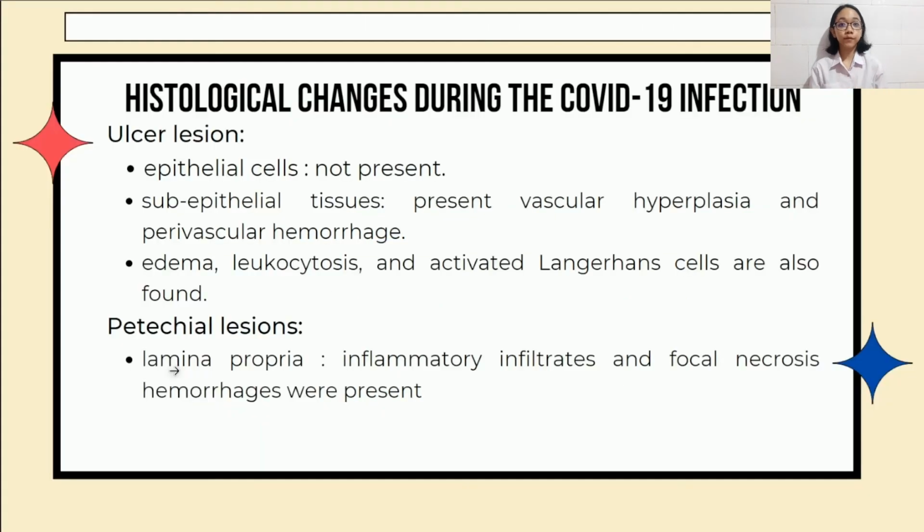Histological change could also be found, where in ulcer lesions, epithelial cells are not present, while in the subepithelial tissue, it denotes outstanding vascular hyperplasia, also perivascular hemorrhage. Other lesions such as edema, leukocytosis, and activated Langerhans cells are also found. In petechial lesions, inflammatory infiltrates and focal necrosis hemorrhage were also present in the lamina propria.